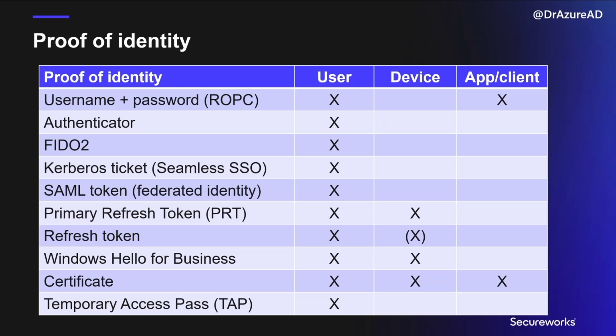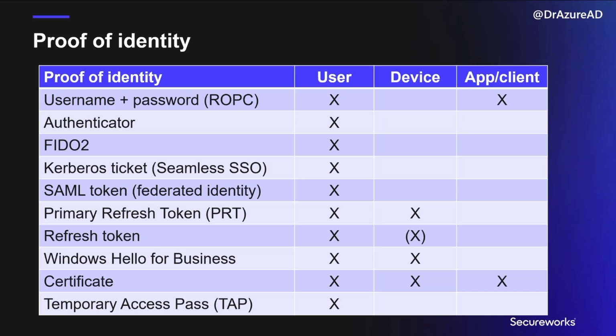You can use Authenticator, you can use FIDO2 keys, you can use Kerberos tickets if you are using single sign-on. You may use SAML tokens if you are using federated identity. And you may also use primary refresh tokens. We will come back to those in a minute. Refresh tokens, Windows Hello for Business, certificate for user if you are using certificate-based access.